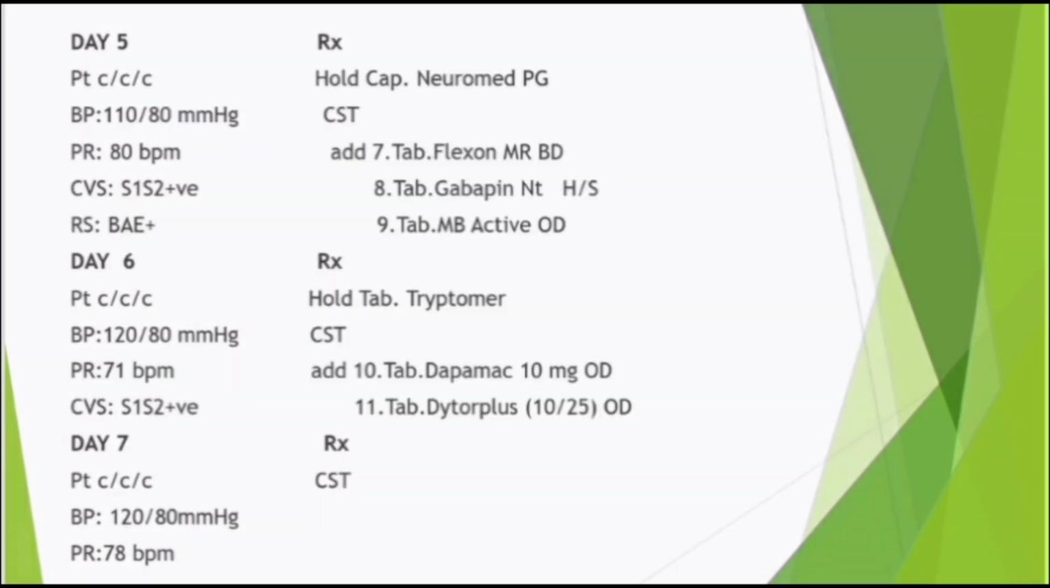In day 5, treatment includes whole capsule Neuromed and continue the same treatment, add some of the drugs: tablet Flexon, tablet Gabapin NT, tablet MB Active. In day 6, whole tablet Triptomer and continue the same treatment, add tablet Dapamac and tablet Diter+. In day 7, continue the same treatment.